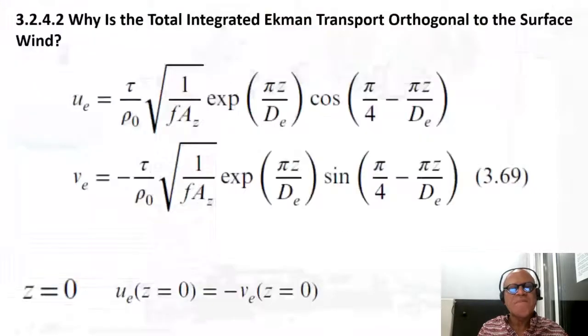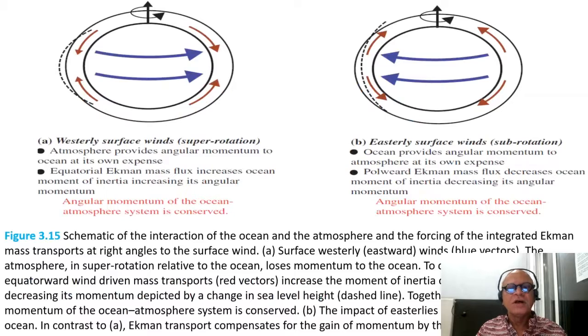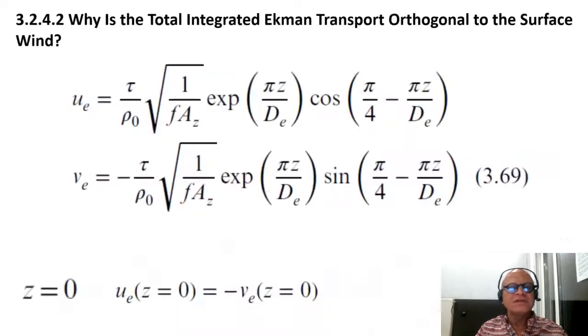Now we have to try to match the Ekman currents, Ekman transport, to the Sverdrup circulation, Sverdrup balance, Sverdrup transports. And before that, let's see why the total integrated Ekman transport is orthogonal to the surface wind. These are the expressions that we saw.